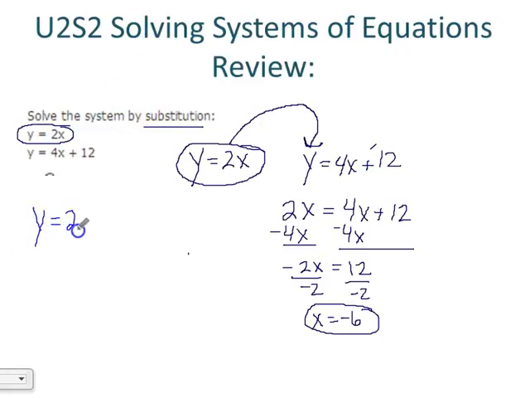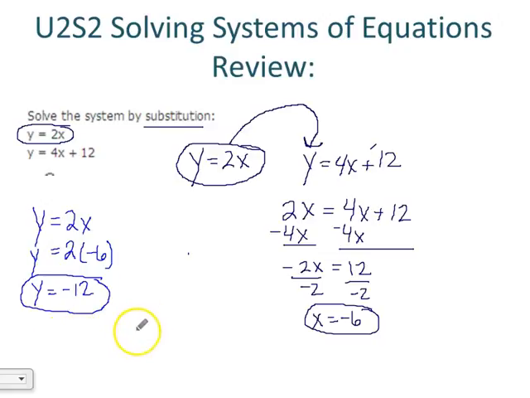Y equals 2x. So remember, I solve for x. I know that x equals negative 6, and then I can solve for y. So y would have to equal negative 12 because 2 times negative 6 is negative 12. So my answer as a coordinate would be negative 6, negative 12, or that x equals negative 6 and that y equals negative 12.